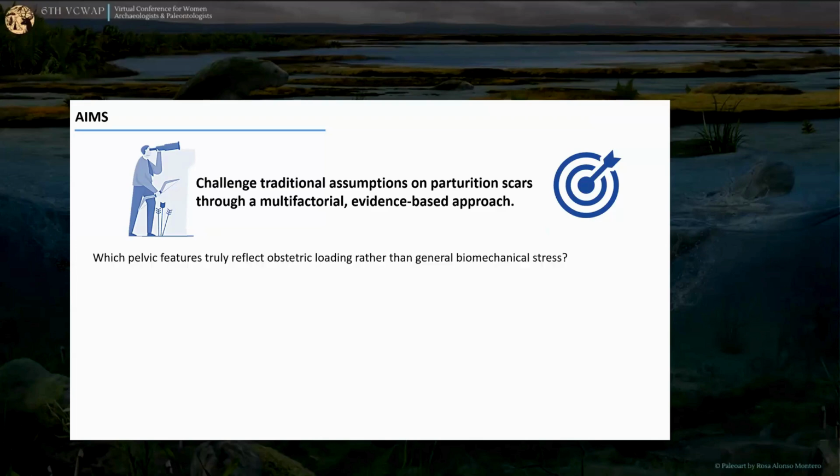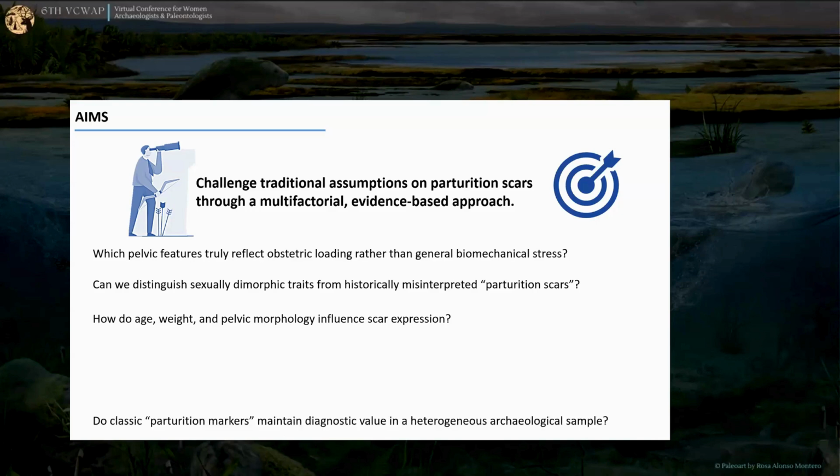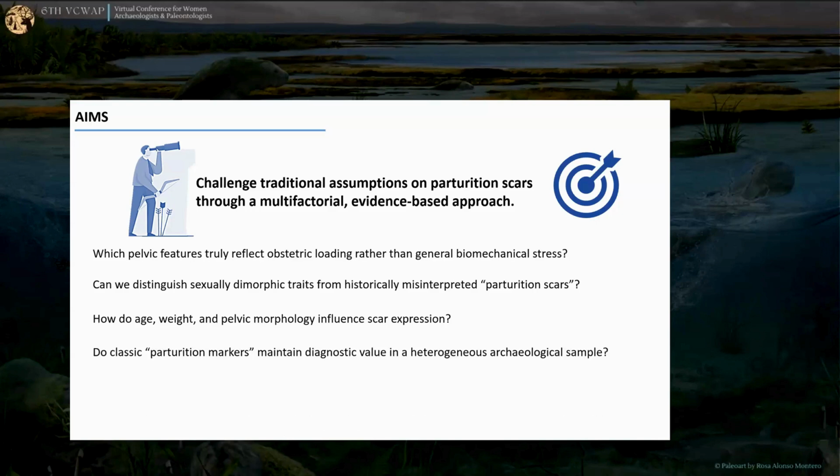And we aim to answer the following questions. Which features best reflect obstetric loading versus general biomechanics? Can we separate sexually dimorphic traits from historically misinterpreted obstetric ones? And how do age, weight, and pelvic morphology shape expression? Do classic markers keep a diagnostic value even in heterogeneous samples? And finally, which combinations and grades of expression of these parturition scars are the most informative? So we were quite ambitious, I have to admit, and I'll return to these questions at the end with some answers, not all of them, unfortunately.